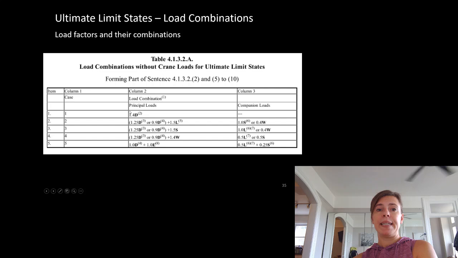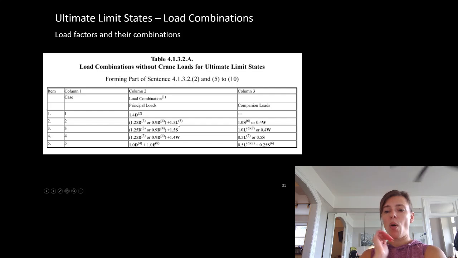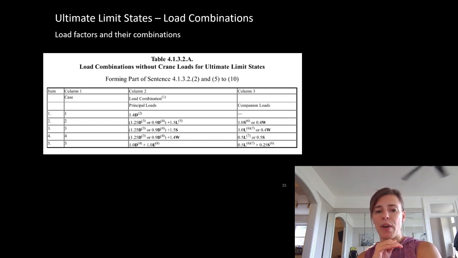The big ones that really tend to govern are the next few. So here we have 1.25 dead. I'll come back to this 0.9 dead in just a second. So 1.25 dead plus 1.5 live. So we have to say, okay, let's think about 1.25 dead plus 1.5 live.